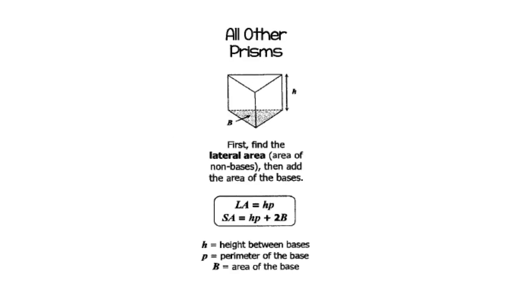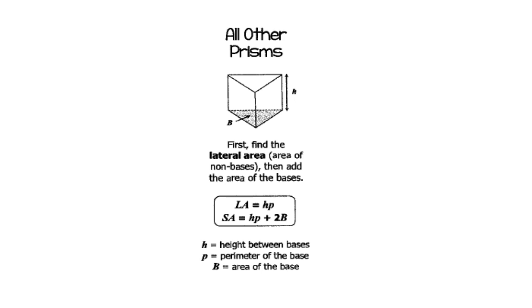So if we have a prism that has a base that is not a rectangle or a square, so we're not dealing with a box type shape, then there is a different formula for those types of prisms. And if you'll look about midway of this slide, you see surface area is HP plus 2 and an uppercase B. So let's figure out what all those things stand for.